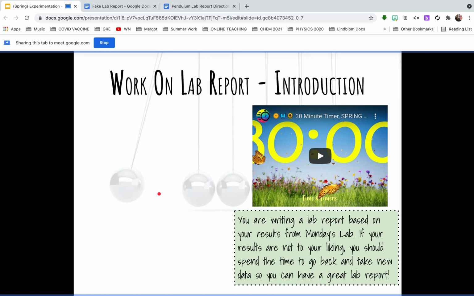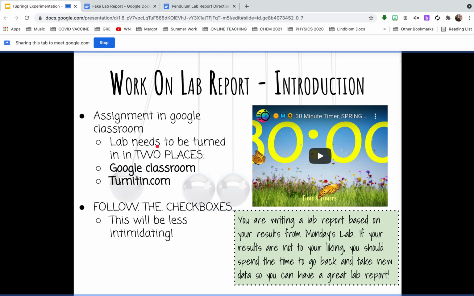Okay, do we have questions? Okay, so we're going to turn the lab report in 2 different places. We're going to turn it in on Google Classroom and turnitin.com. My real big hint with this is follow the checkboxes in the rubric. It makes it a lot less intimidating. Okay.